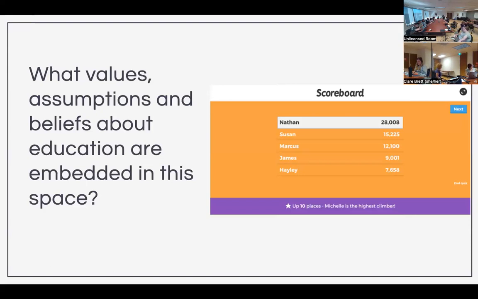Well, then at the bottom where you see up to 10 places, Michelle is the highest climber. She didn't even rank on the scoreboard. So there are other students who aren't even being reflected on the scoreboard at all.